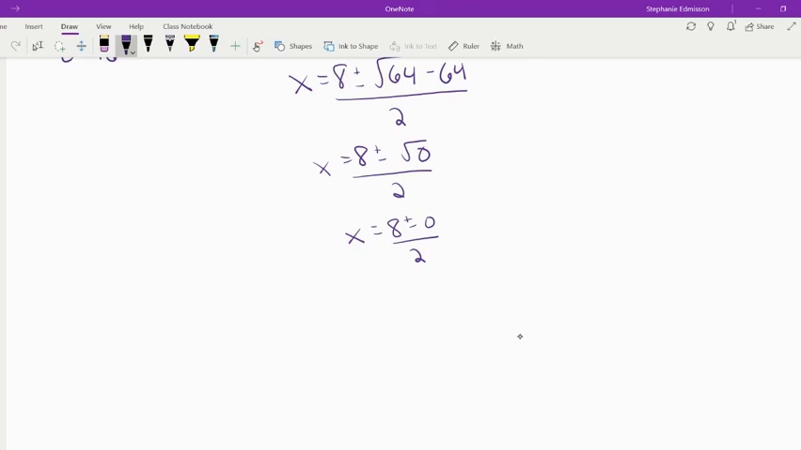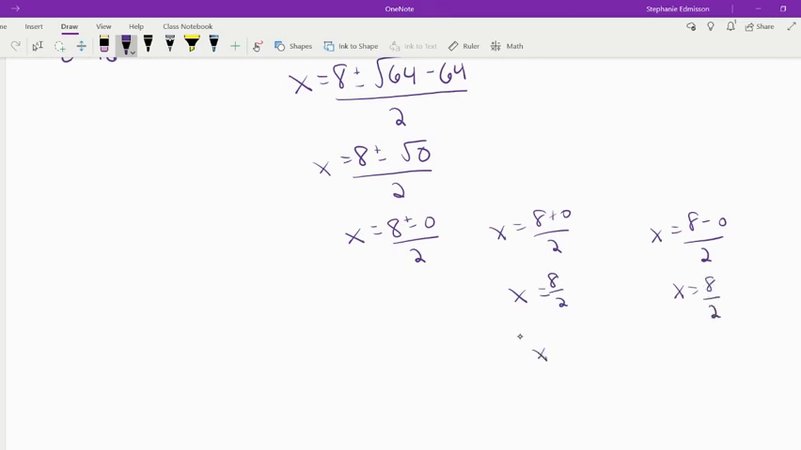So we can't add or subtract 0 from 8, but we do need to show that we actually still have two answers. Because remember, anytime we have a quadratic, we always have two answers because of that plus or minus. So how we would deal with that here is we would pretend we had two different answers. We would say, okay, if we have x equals 8 plus 0 over 2 and x equals 8 minus 0 over 2, how would we deal with that? Well, here we would have x equals 8 plus 0 is 8 over 2. And here we would have x equals 8 minus 0, which is 8 over 2.